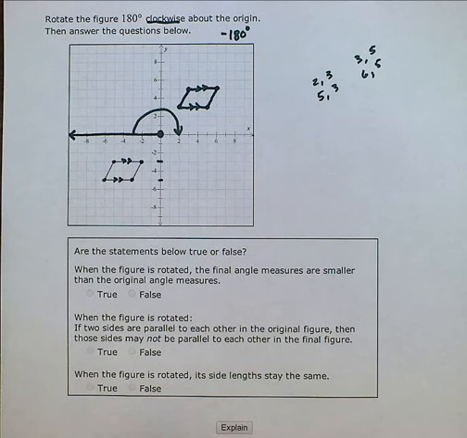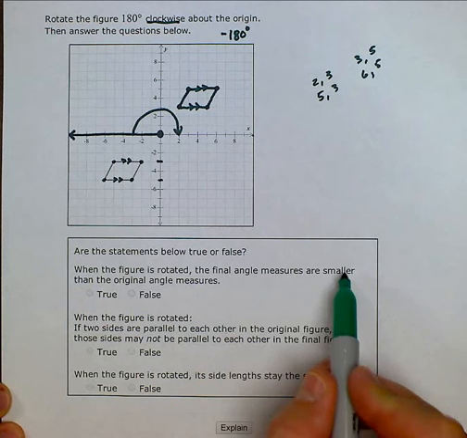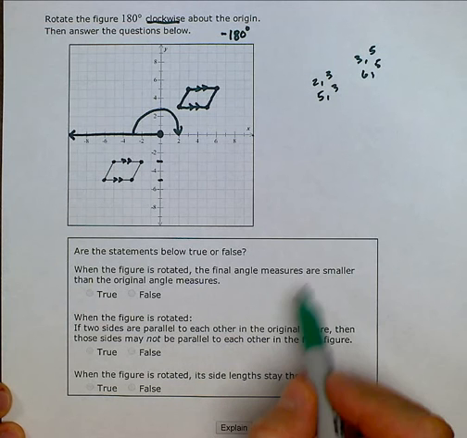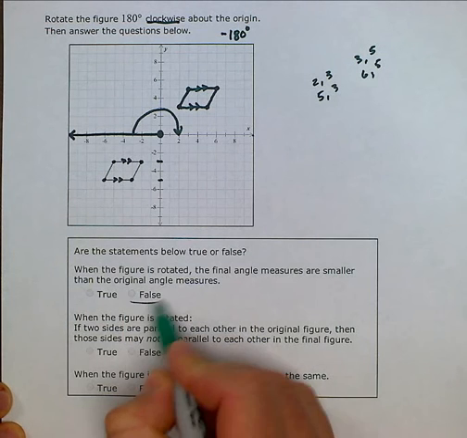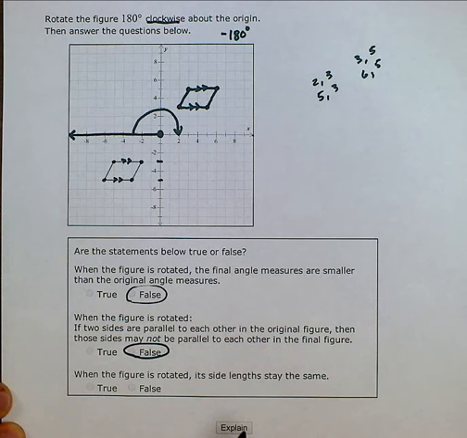So when it's rotated, are the final angle measures smaller? No, they're not. If the two sides are parallel to each other, then the sides may not be parallel? No, that's not true. They're still going to be parallel because it does not get distorted at all. And when the figure is rotated, its side lengths stay the same. Yes, that is true.